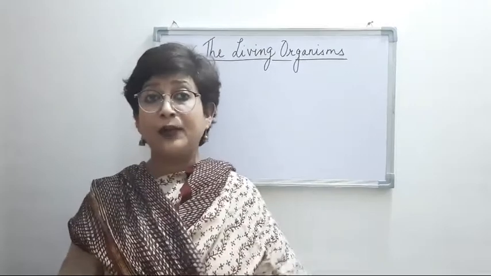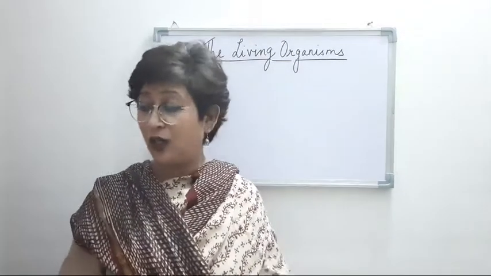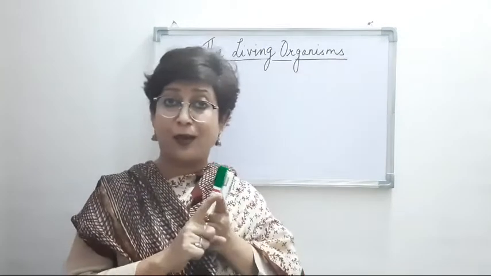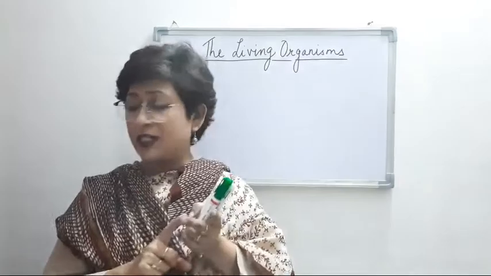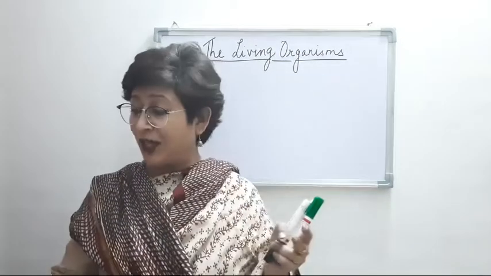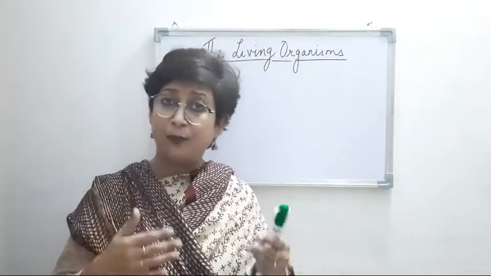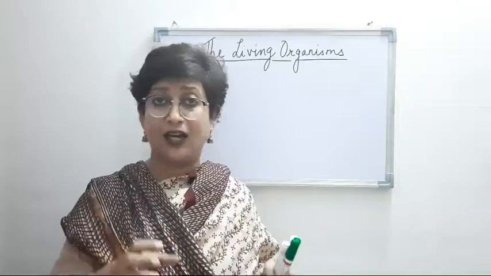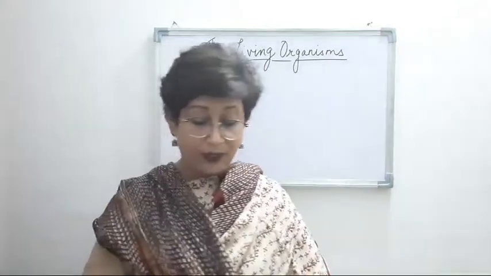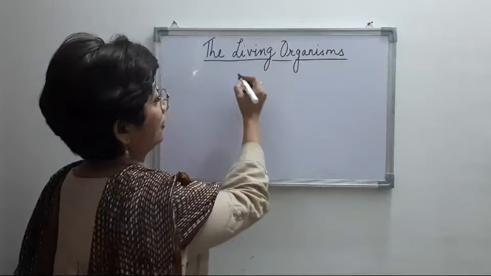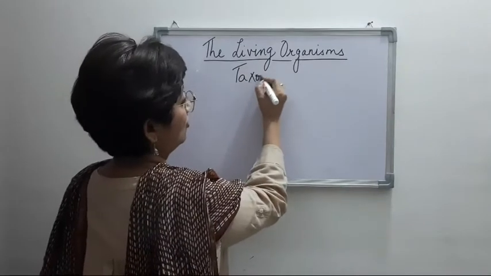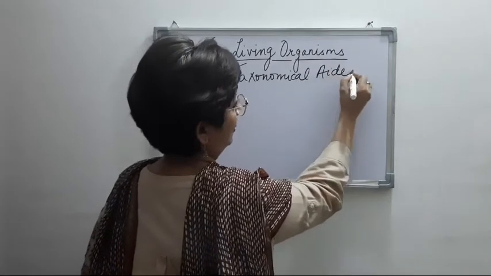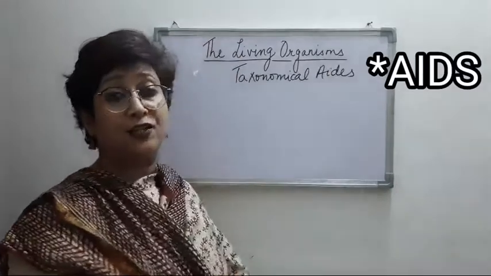Taxonomical aids are just a collection of samples or preserved specimens. With the help of these samples and preserved specimens, the characteristics are studied. So we will talk about the taxonomical aids today. Now, what are these taxonomical aids?